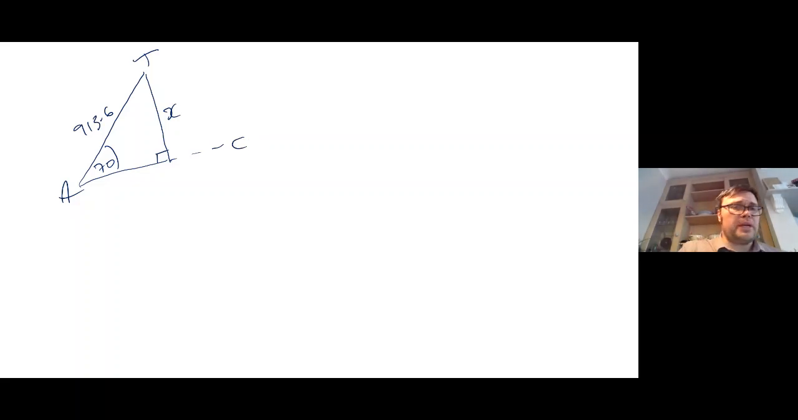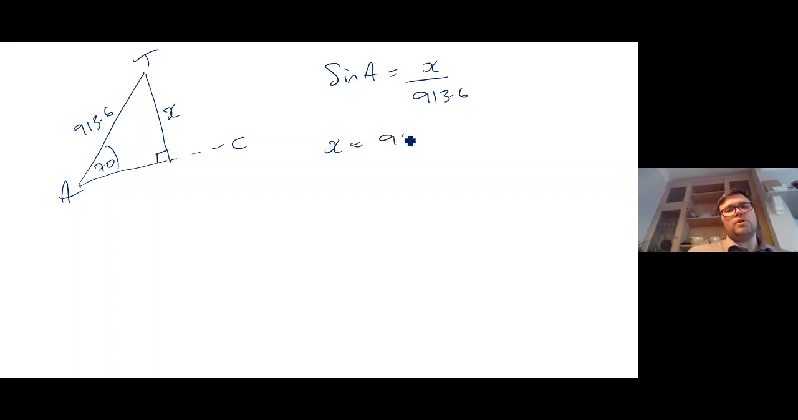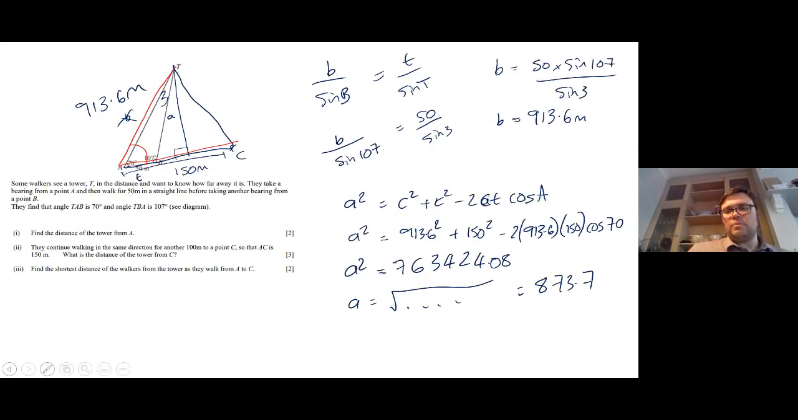Well, again, this is just going to be SOHCAHTOA, where you have x being the opposite, which is what you're trying to find out, and the hypotenuse is 913.6. So it's going to be sine A equals the opposite over the hypotenuse. So then x is equal to 913.6 times sine of 70. This will then give us 858.5 meters. And seeing as it is the shortest distance, it's going to have to be less than what we had before, which was 873.7. That's done. We can move on to the next question.